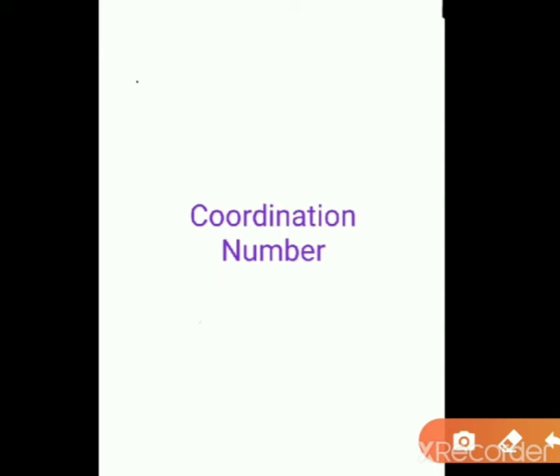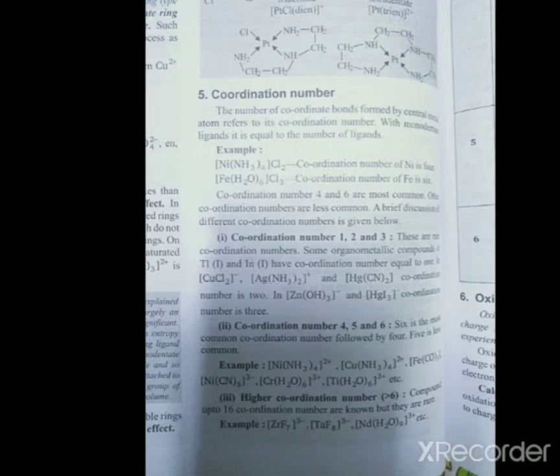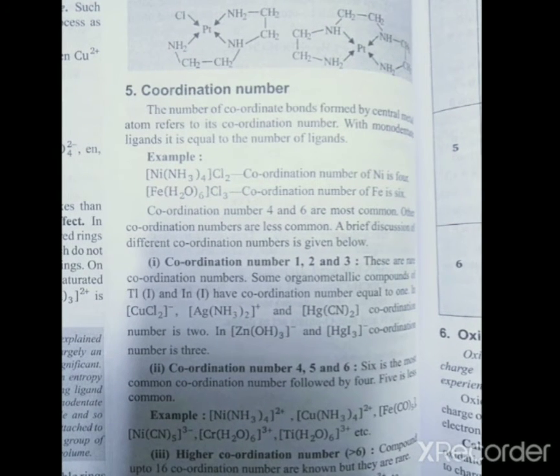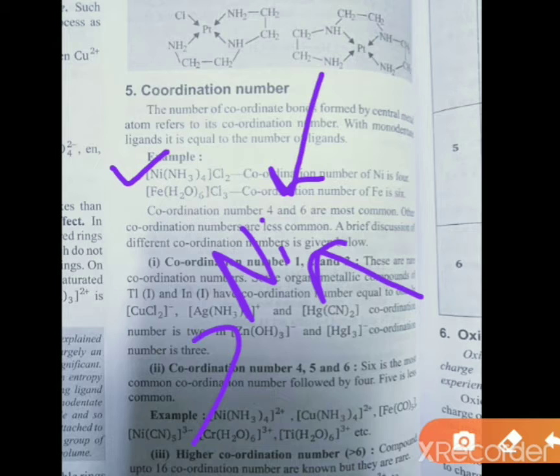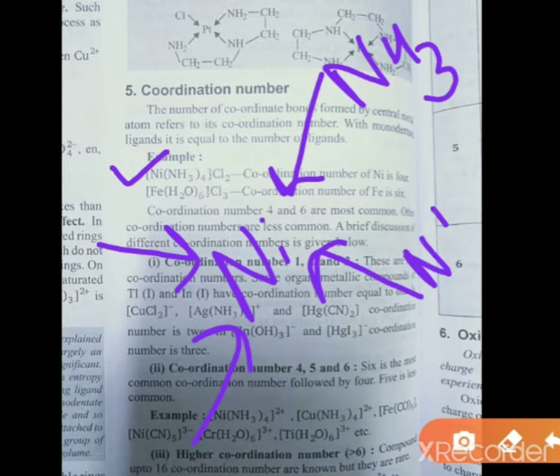Other coordination numbers are also present, but they are much less common. So students, let us talk about some examples. Here you can see coordination numbers 4 and 6. The very first complex is Ni(NH3)4Cl2. As Ni, the central metal atom, is surrounded by 4 NH3, its coordination number is 4. Okay, the coordination number of Ni is 4.